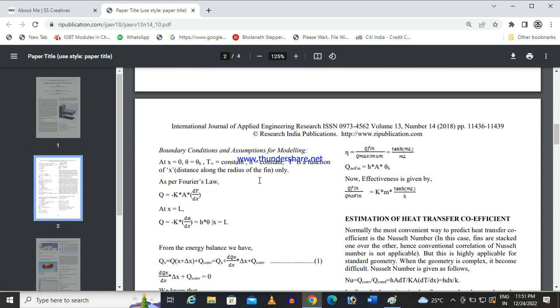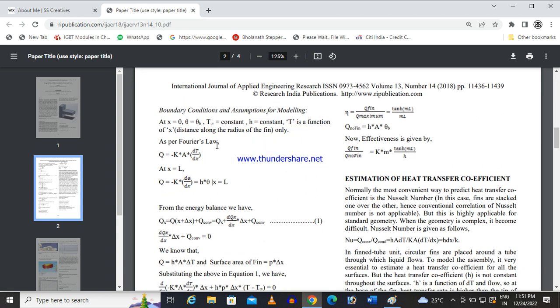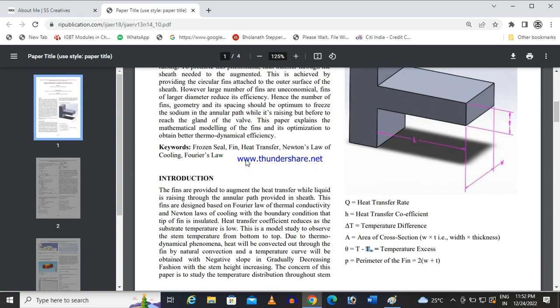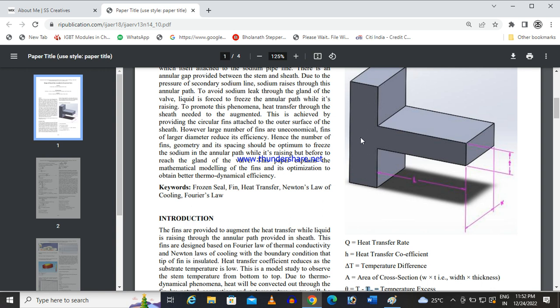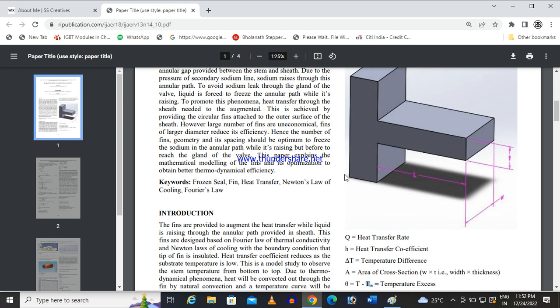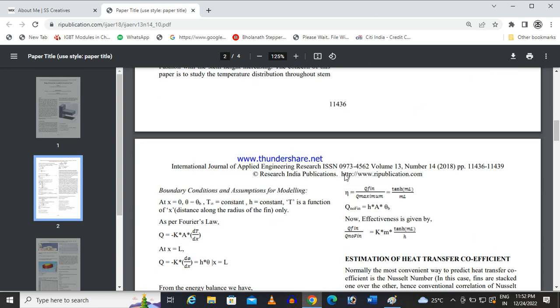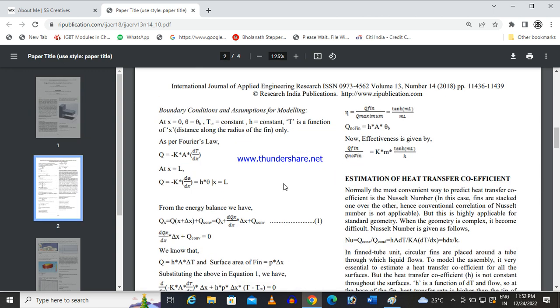Now the boundary conditions and the assumptions for the modeling. So here, heat can transfer in any direction, but for simplicity to understand the dynamics, I have considered the heat is only transferring through this direction, which is the X direction. Okay. This is one assumption, and it's a fair assumption.